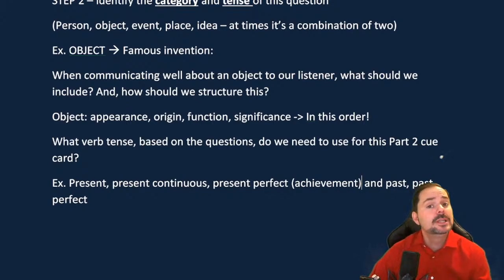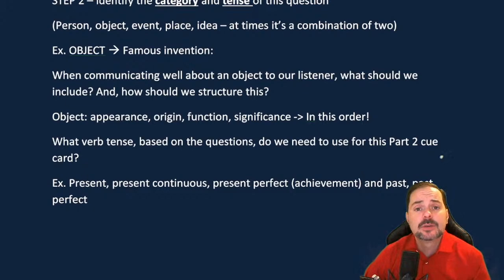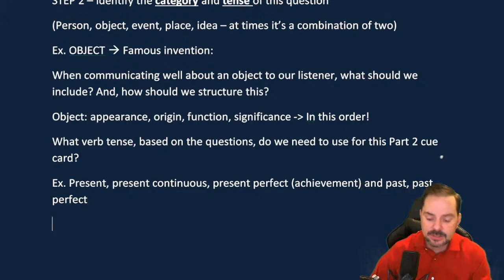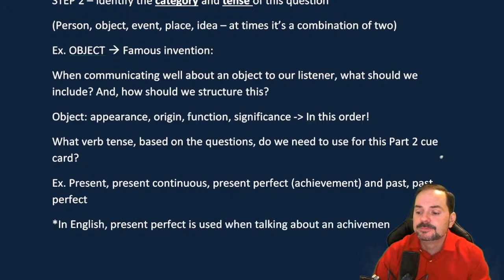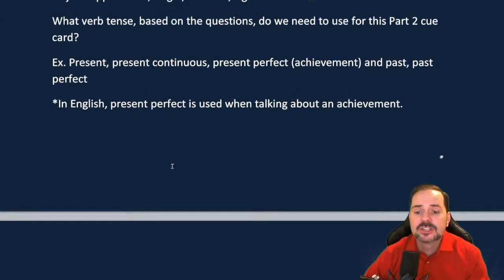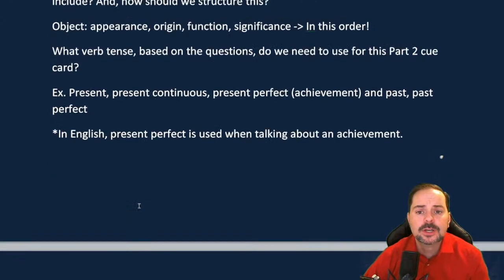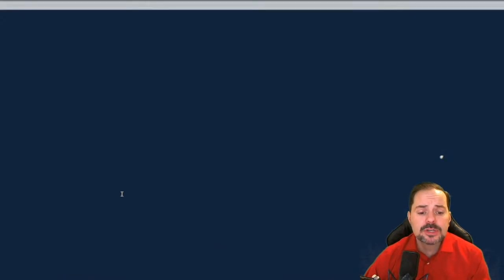Present perfect means it happened before, it's happening now, into the future. Present perfect is really important here because we're talking about an invention, and an invention is always an achievement for humans. When we talk about achievements, we often use present perfect. Okay, so keep that in mind. All right, so in English, present perfect is used when talking about an achievement, okay, to emphasize that experience. All right, very good.